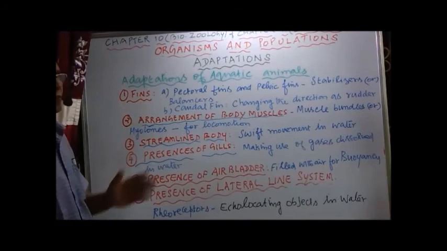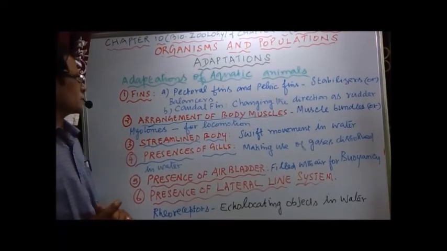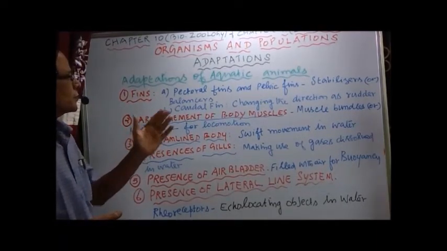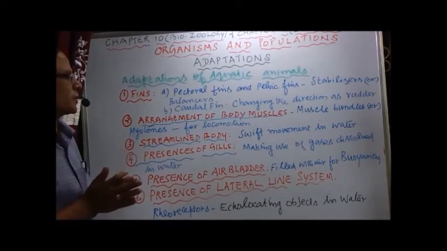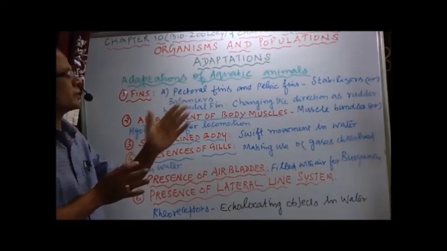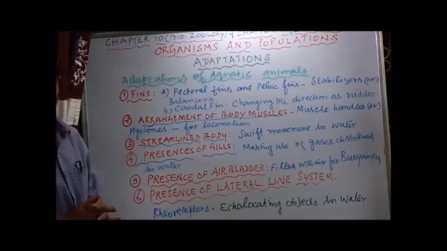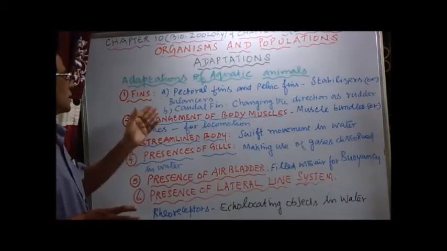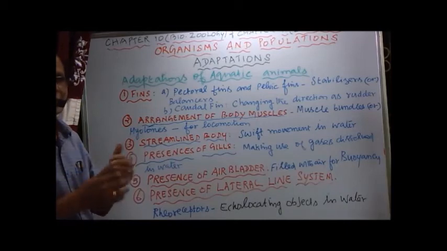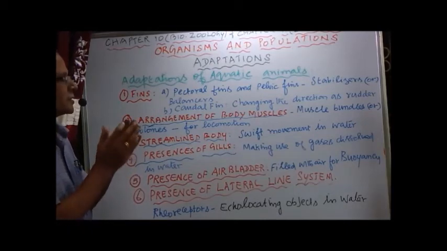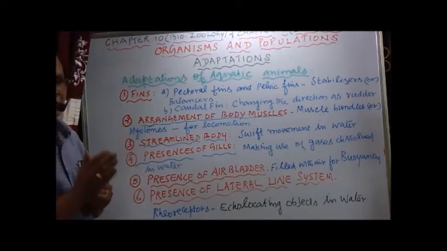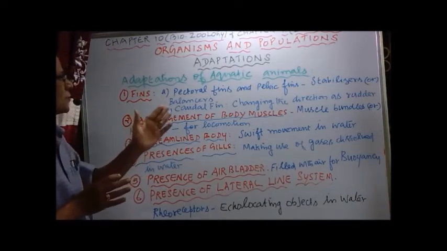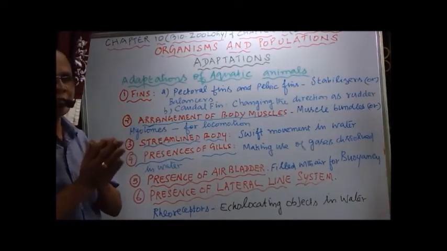Number one, presence of fins. As you know, in the case of fishes, we have pectoral fins and pelvic fins. These are all paired fins concerned with balancing the body, hence called the balancers or stabilizers of the body. The caudal fin is used for changing the direction. In such a way, it is acting as a rudder, as in the case of an aeroplane. The rudder is used for changing the direction. Here too, the caudal fin, the tail fin, is used for changing the direction.